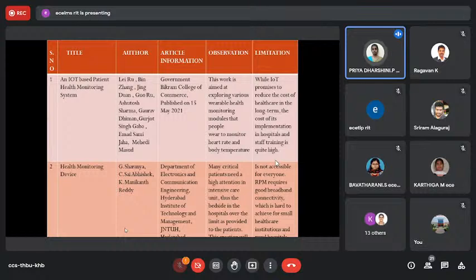Health monitoring device is the next paper we have reviewed. Here, the observation is that many critical patients need high attention in the ICU. So this device has been very useful in monitoring all the body-related parameters. Next slide.